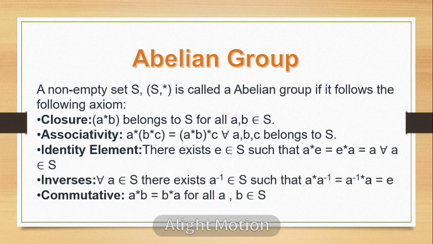Now lastly, let us discuss what an abelian group is. So an abelian group is a non-empty set H, represented by H star, called an abelian group if it follows the following axioms: closure, associativity, identity, inverses, and commutative. Commutative means A star B is equal to B star A for all A and B belonging to S.